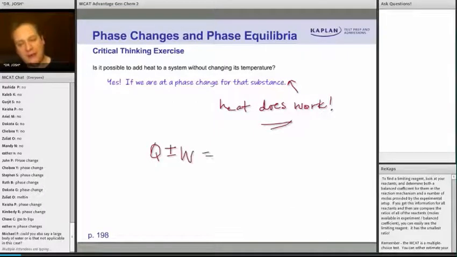And we can think back to our equation, right? Where you have U equals Q plus or minus W, the amount of internal energy. So if heat goes directly to internal energy, temperature goes up. If heat does work, temperature doesn't go up. And phase changes are a great example of where heat does work. It's got to break the interactions holding them together.